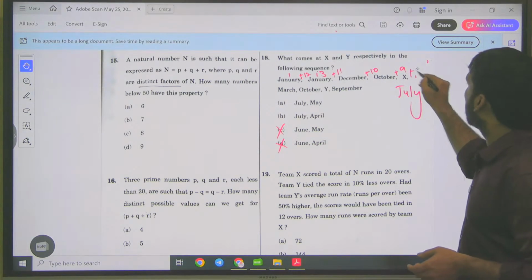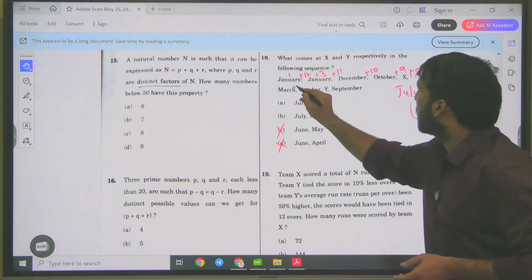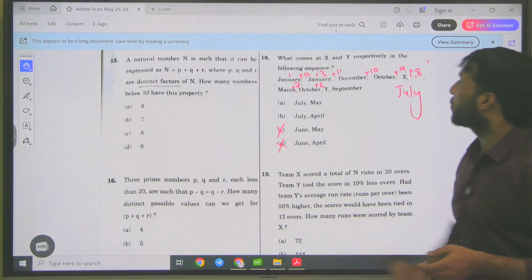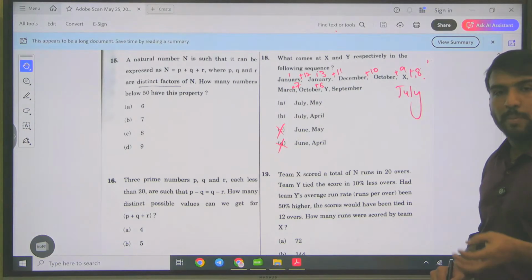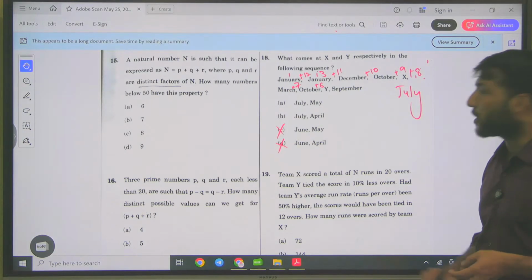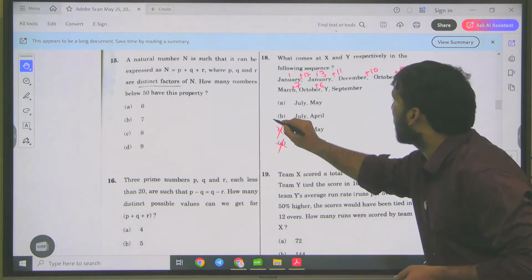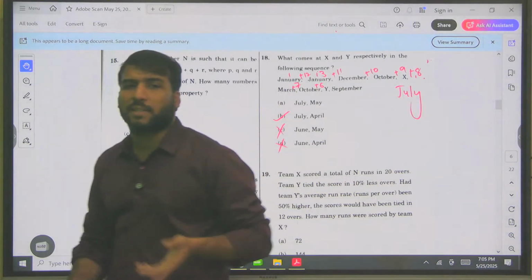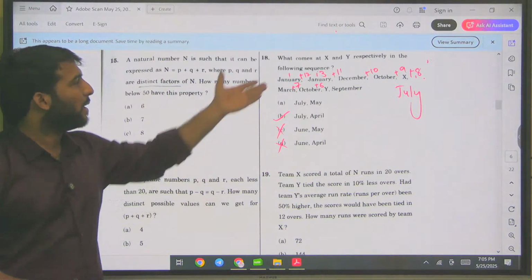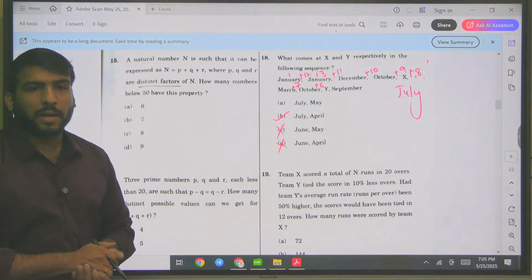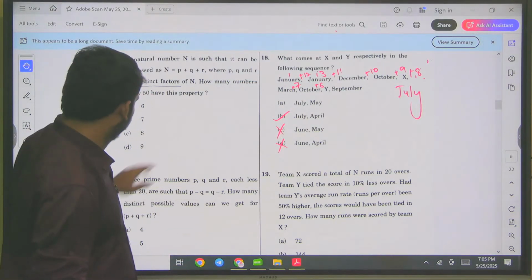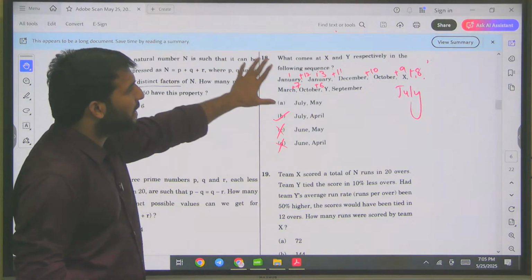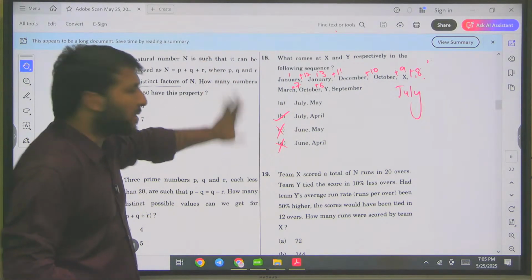Plus 8, it will be March. Plus 7, October. Plus 6. October plus 6 means November, December, January, February, March, April. So July, April is your answer. Plus 12, plus 11, plus 10, plus 9, plus 8, plus 7, plus 6. Series. Clear? Simple question. But most probably in the exam, if you get that thought, you can get your answer easily.